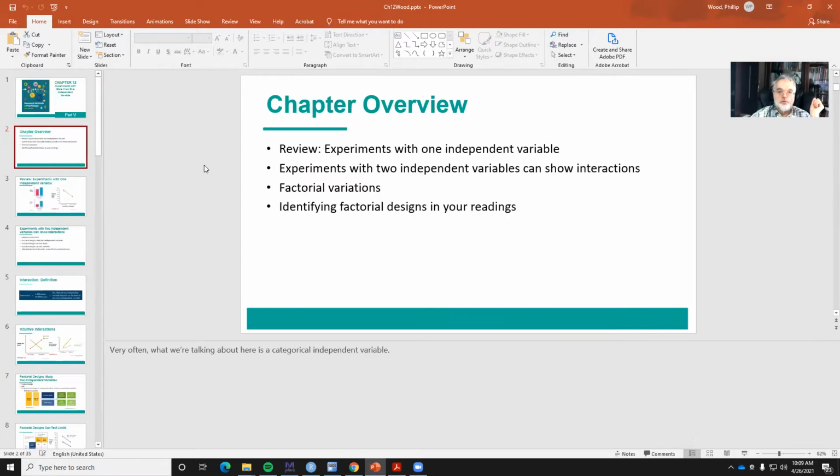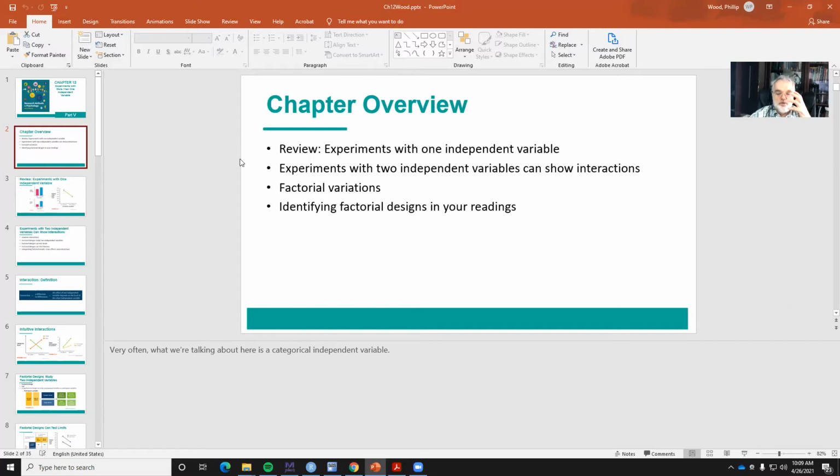Starting out from the beginning, we'll talk a little bit about one independent variable, and what an experiment with two independent variables looks like and how those show interactions. I'll repeat myself a little bit later, but you already have been introduced to the idea of interactions earlier in the course. We talked about moderator effects. That is, an association can be different depending on what level of another variable, like sex, male versus female, or ethnicity, you have.